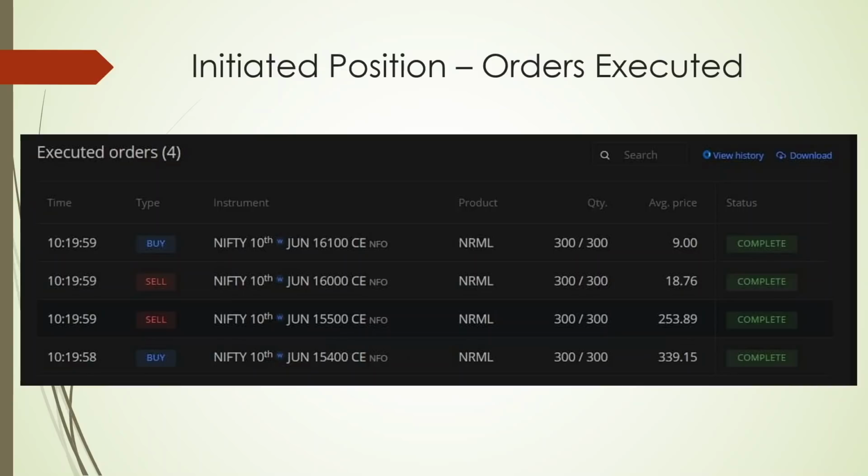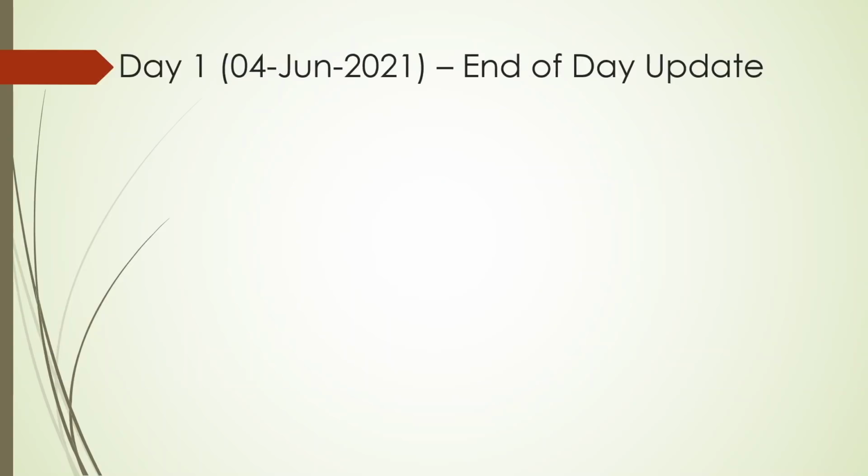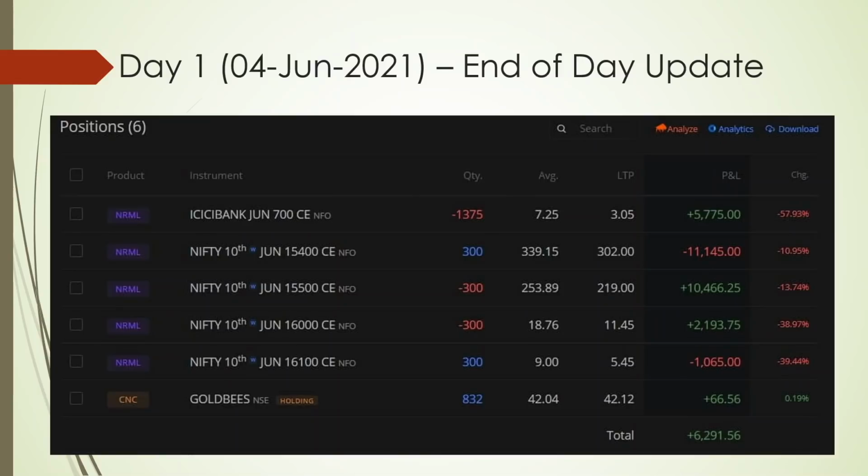Very conservative setup. Let us see how it panned out in the expiry week. So now today we have closed the day. I am giving you the end of the day update for the first day of the Call Condor. We took the position at 10:20 a.m. today morning, that is 4th of June 2021, when the market was at 15,717. That is the time we took the positions, and we have taken 15,400, 15,500, 16,000 and 16,100.